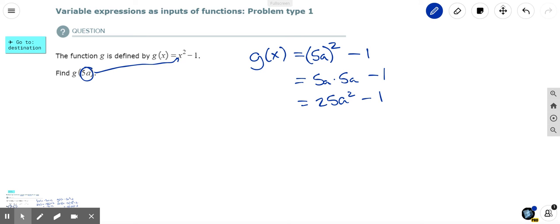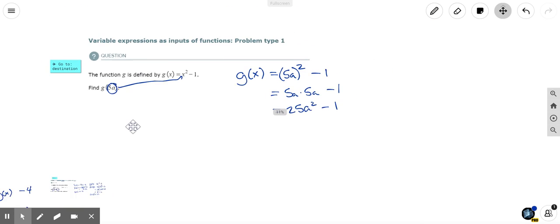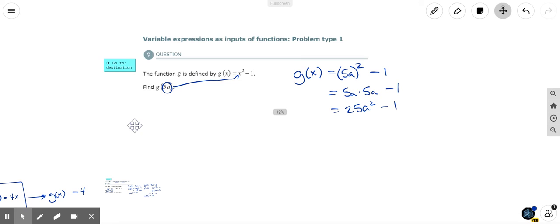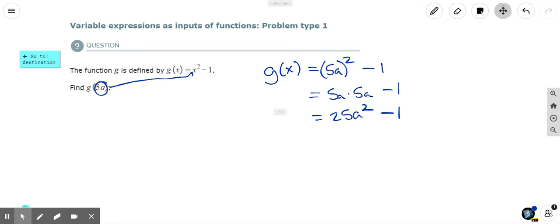And that's it. Okay, 25a squared minus 1. Okay, let me just get back up to being big. Oh, hey, I could just hit this little blue button again. There we go.